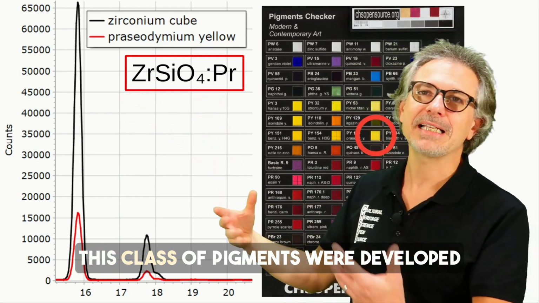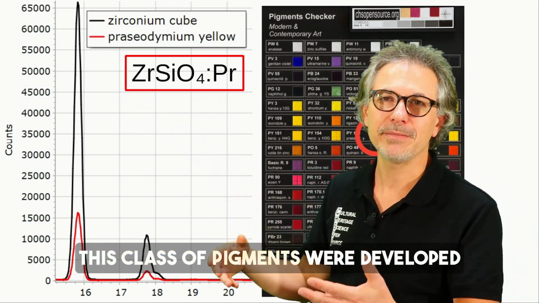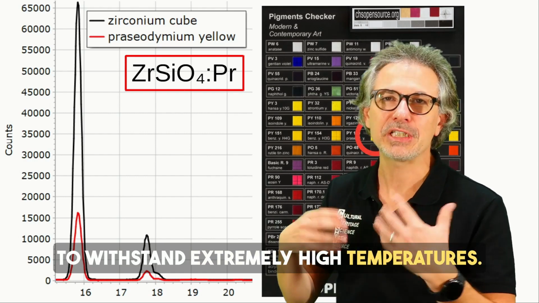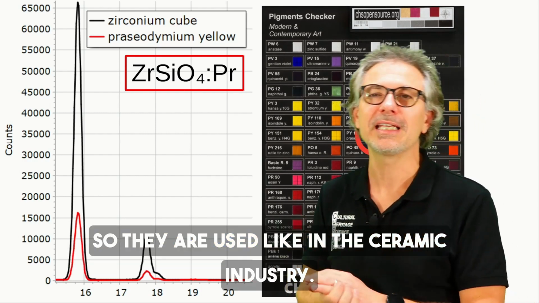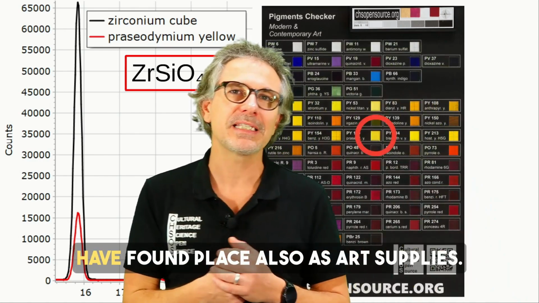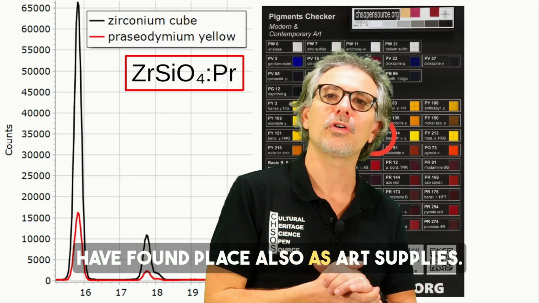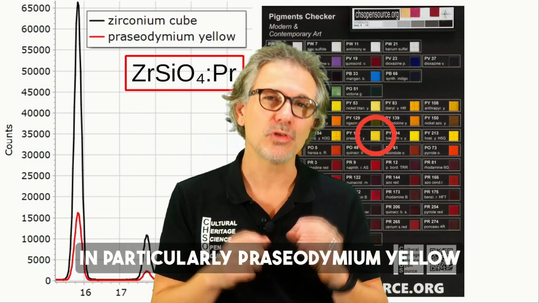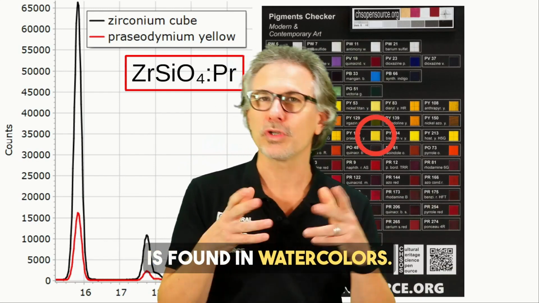This class of pigments was developed to withstand extremely high temperatures, so they are used, for example, in the ceramic industry. But some of these pigments have found a place also as art supplies. In particular, praseodymium yellow is found in watercolors.